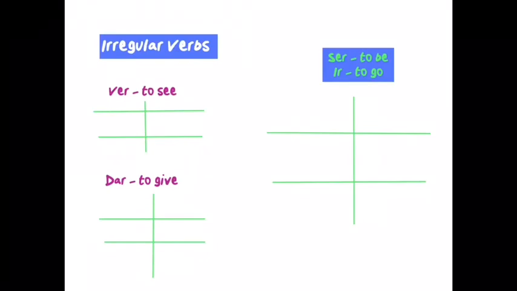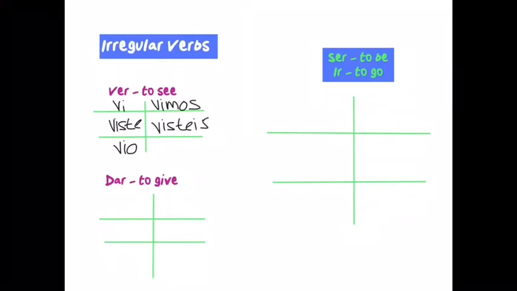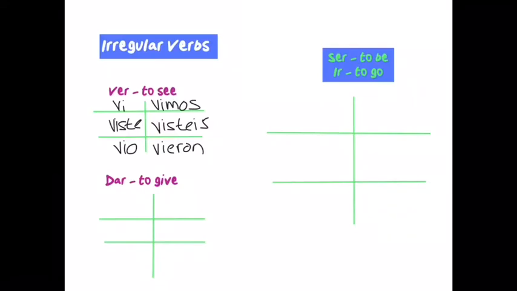Some other irregular verbs. The verb ver, to see, is irregular. Dar, to give, and ser, and ir. So ser, to be, and ir, to go. All irregular in the preterite. And we just have to memorize these conjugations because they're a bit funky. Now with ver, we've got vi, viste, vio, vimos, visteis, and vieron. Really, it's just irregular because you'll notice there's no accent marks. So it's like a normal ER verb. There's just no accents because it's so short.